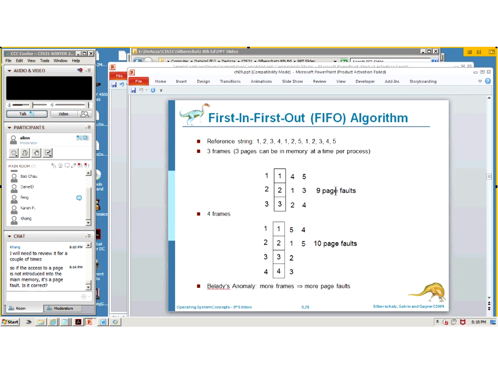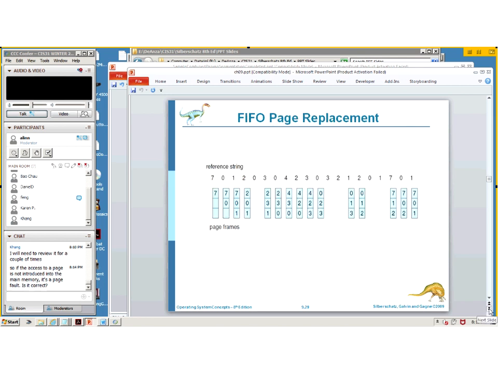And yes, you have to understand this algorithm, first in, first out. And I'll illustrate to you guys before the test what this problem is going to look like on the test. And there's the replacement strategy with 4.